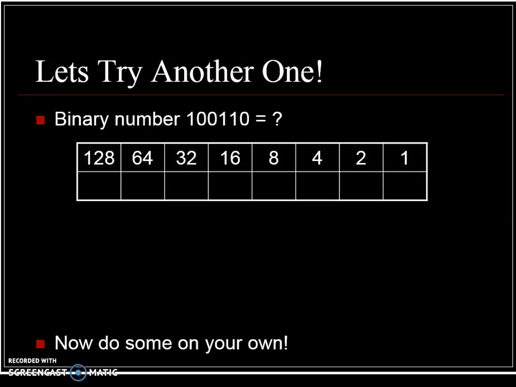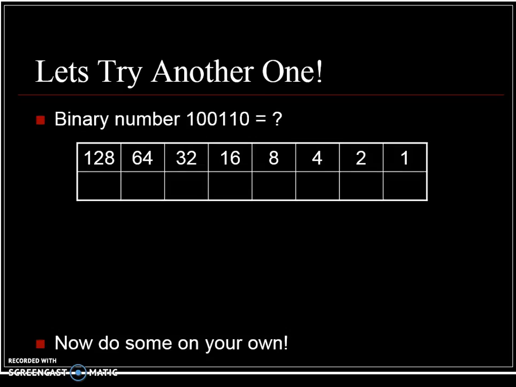So trying another one, exact same process. We can write in a 0, a 1, 0, 0, and 1. 32 plus 4 plus 2. You can do these on your own.